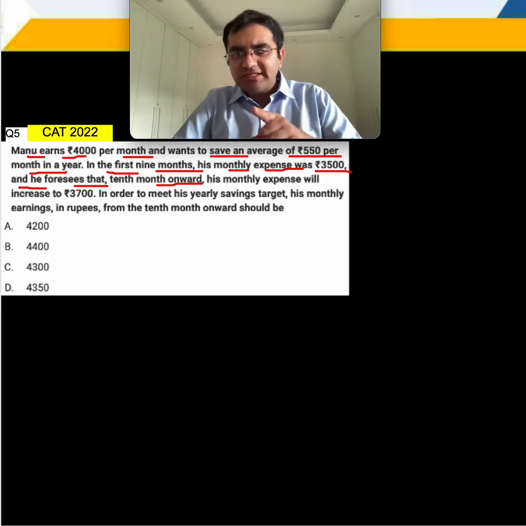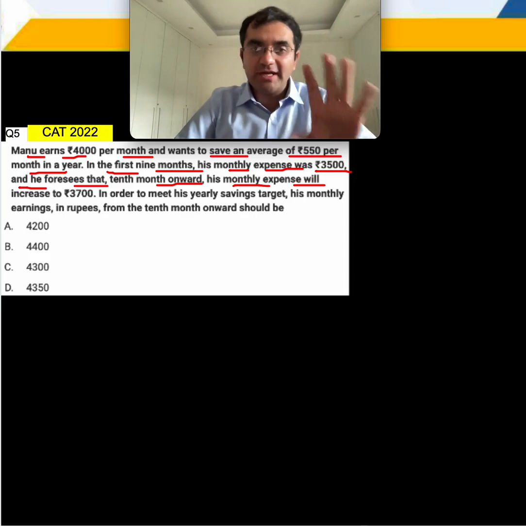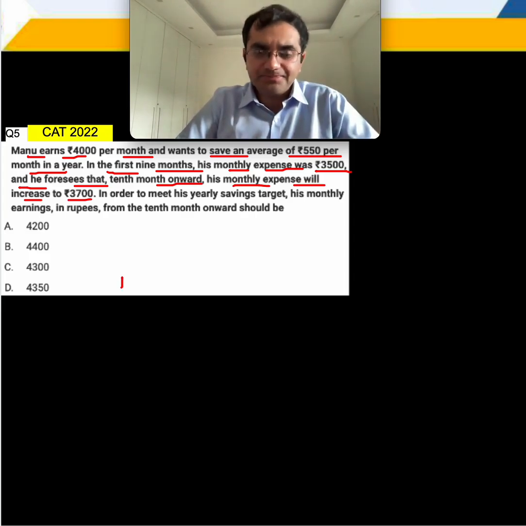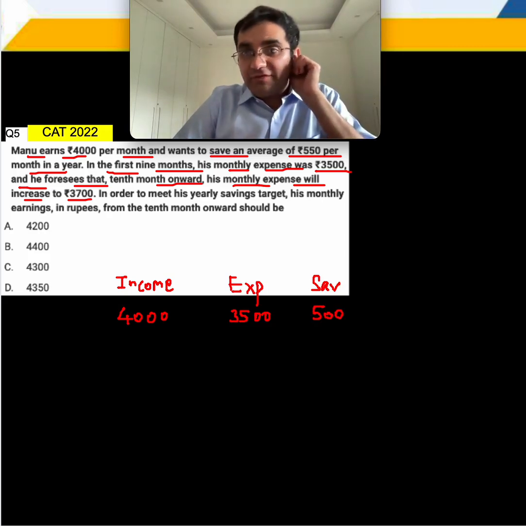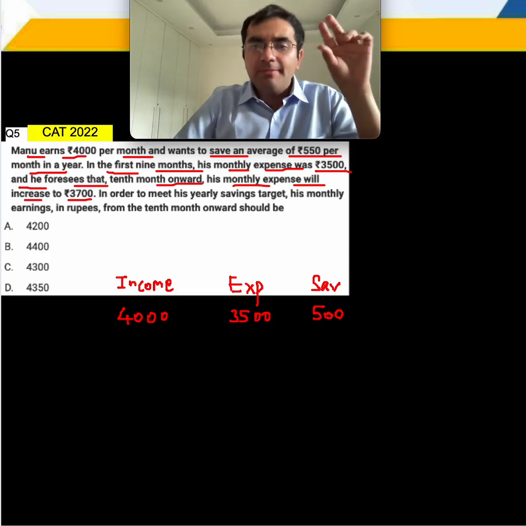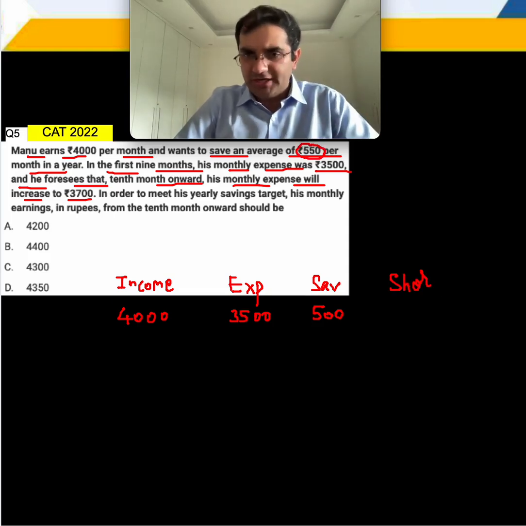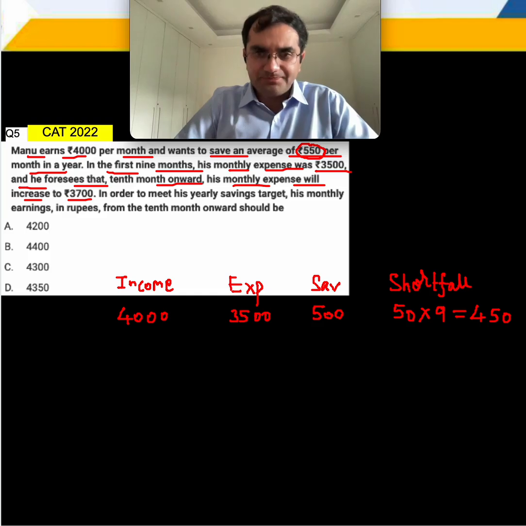And he foresees that 10th month onwards expenses और बढ़ जाएंगे. So let us see अभी तक what does this imply. उसका income for the first 9 months expenses, income is 4,000, expenses is 3,500, savings are 500 per month, but उसको 550 चाहिए. 500 है, 550 चाहिए, means 50 rupees per month उसको चाहिए for 9 months. So there's a total shortfall of 50 into 9, that's rupees 450.